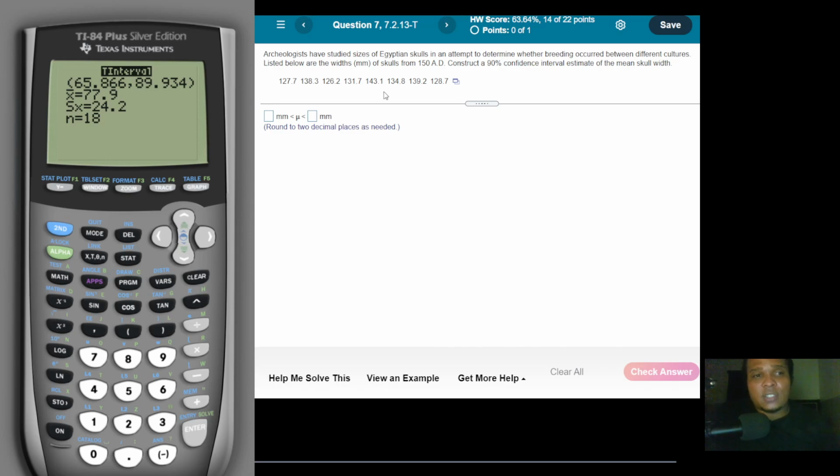All right, archaeologists have studied sizes of Egyptian skulls. Blah blah blah. They gave us data this time, and that's fine. The data is nice and small, so we don't have to go to StatCrunch or anything like that. We're gonna go to stats, we're gonna go to edit, and we're gonna manually put all of these pieces of data in.